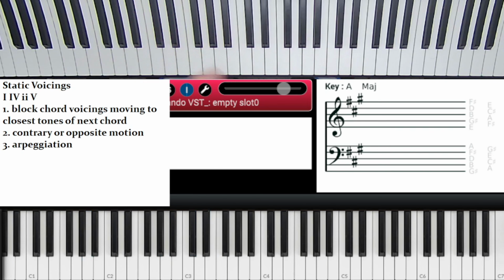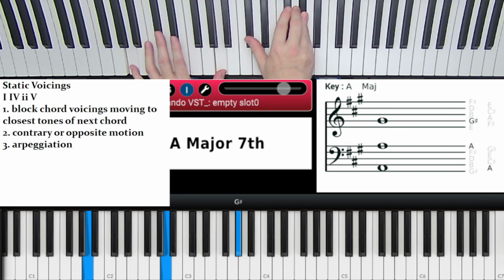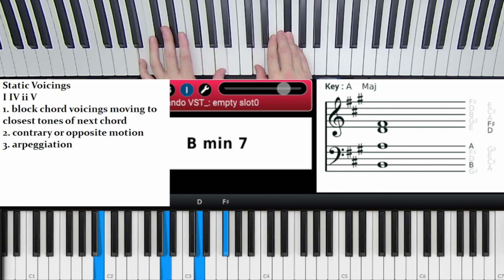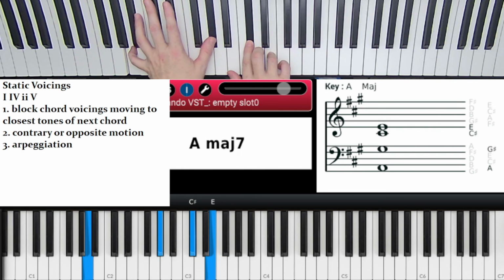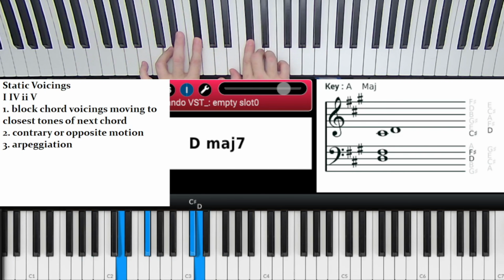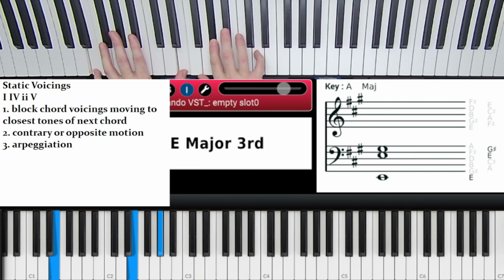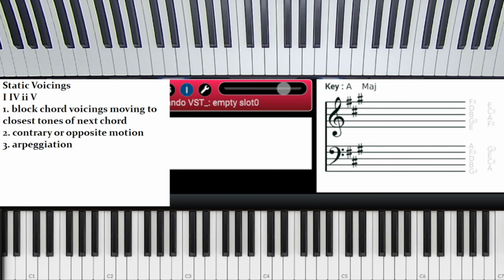So we have a seventh chain of 1, 4, 2, 5, okay? And so let's extend that to A major seventh, D major seventh, B minor seventh, E dominant seventh, and then we'll go to the nearest voicing of A major seventh, D major seventh, B minor seventh, E dominant seventh, A major seventh. Actually, I was tapping out the sevenths except on the first A. I apologize, I missed it.